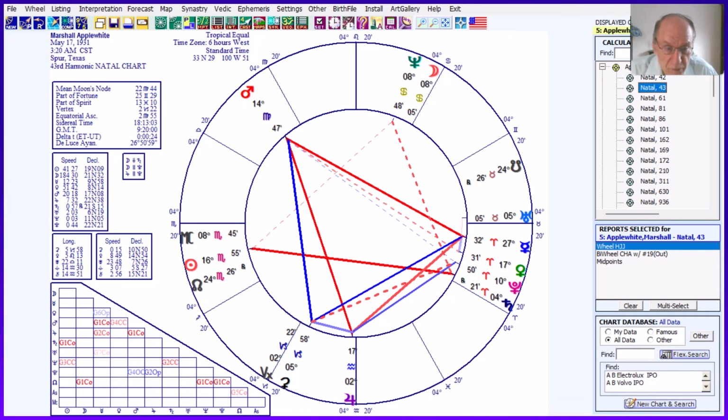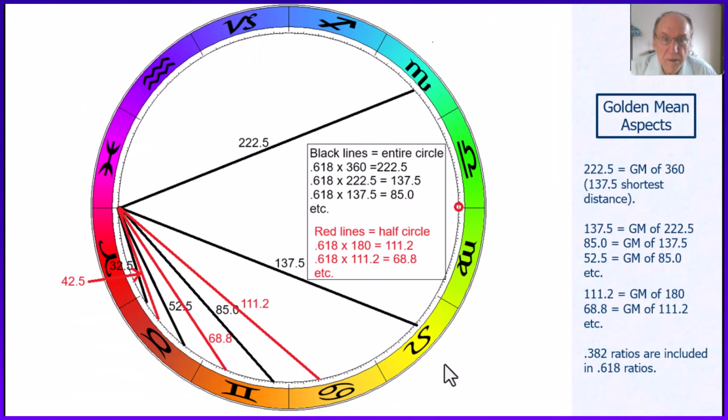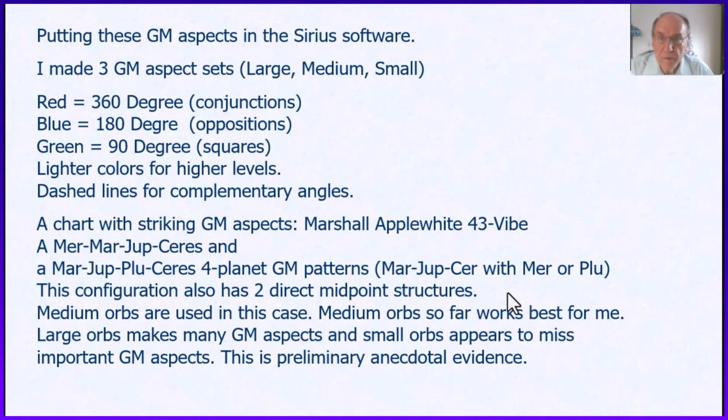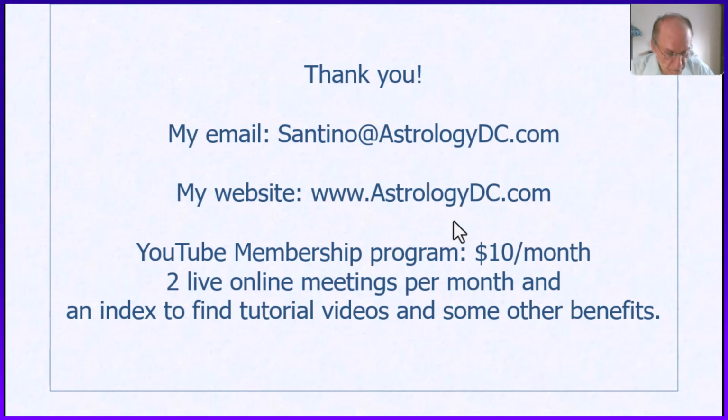Let me see what else is in my PowerPoint. So that's the orbs, and that's how I put them in the program. This talks about Marshall Applewhite's 43 vibe. He's got 2 overlapping 4-planet patterns, etc. Incredibly strong. I'll be talking about that in another video on the cult leaders and 43 vibe, and a few other vibes really similar to 43.